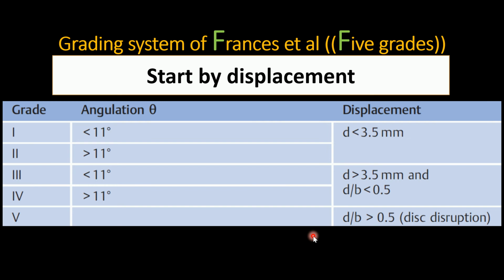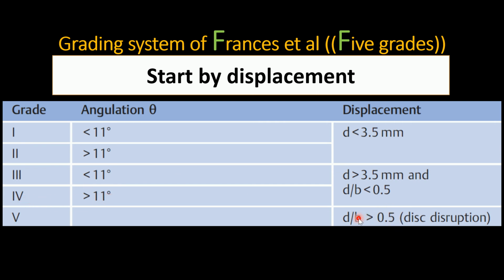Here is the Francis grading. Francis classification is 5 grades, and we start by displacement. If displacement is less than 3.5 millimeters with angulation less than 11 degrees, it is type 1. The same displacement more than 11 degrees, it is type 2. Then if the displacement is more than 3.5 millimeters and angulation less than 11 degrees, it's type 3. The same displacement at more than 11 degrees, it's type 4.